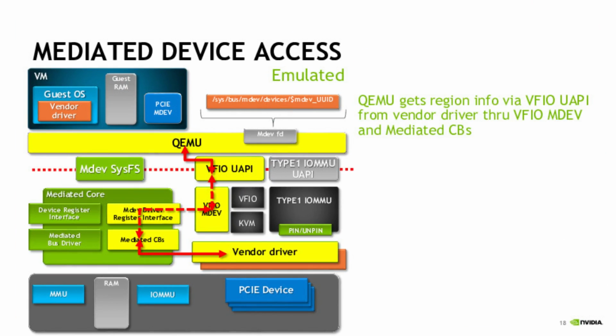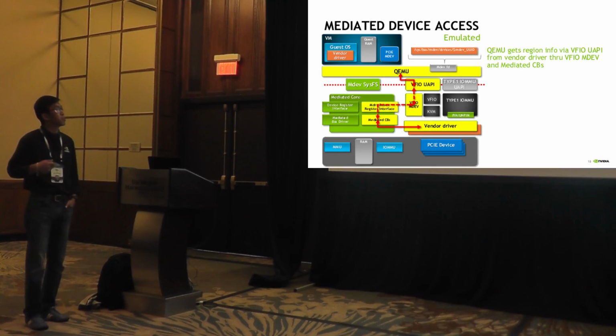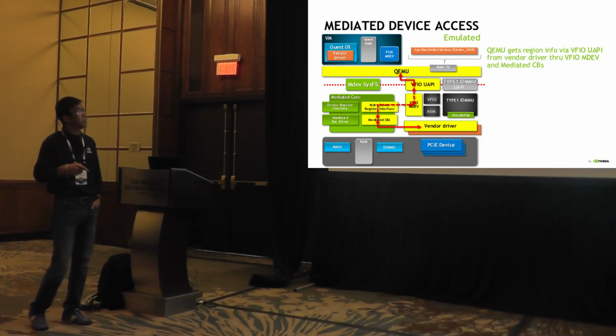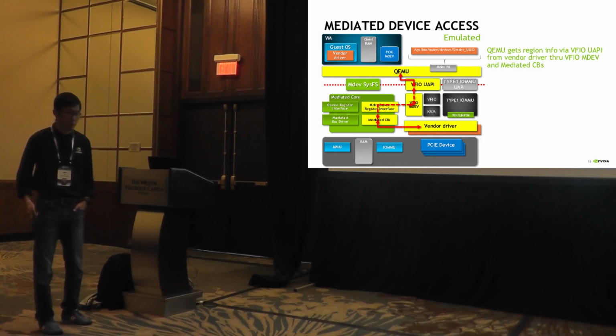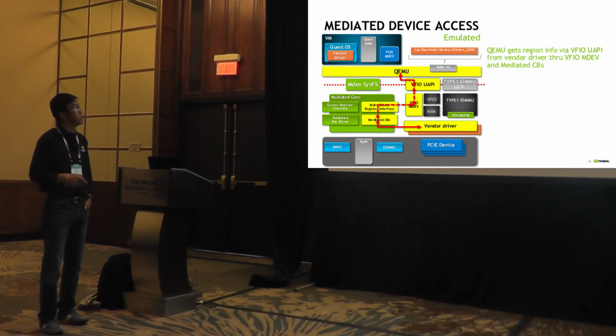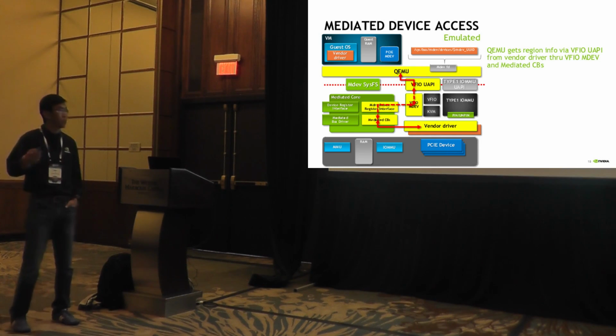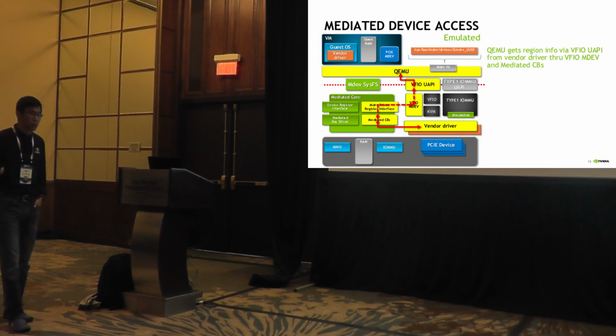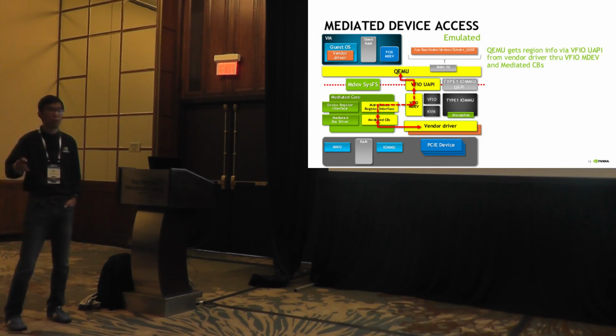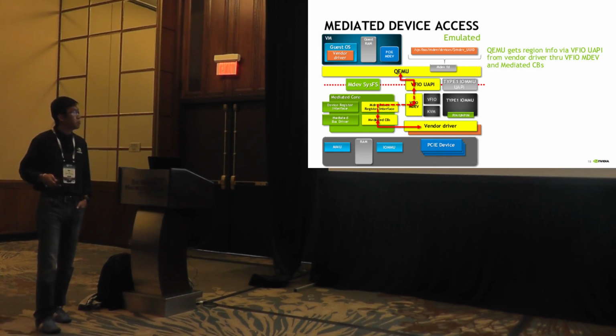So this is how the access works. First, as I said, QEMU will get a region info via the VFIO user APIs. That region info will eventually be provided by the vendor driver. Basically, the vendor driver tells it, hey, these regions will be emulated, like normally BAR 0 registers will be emulated, right?